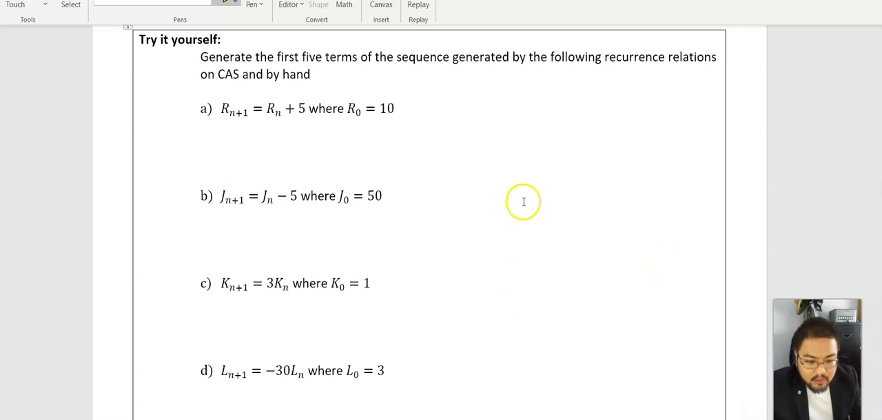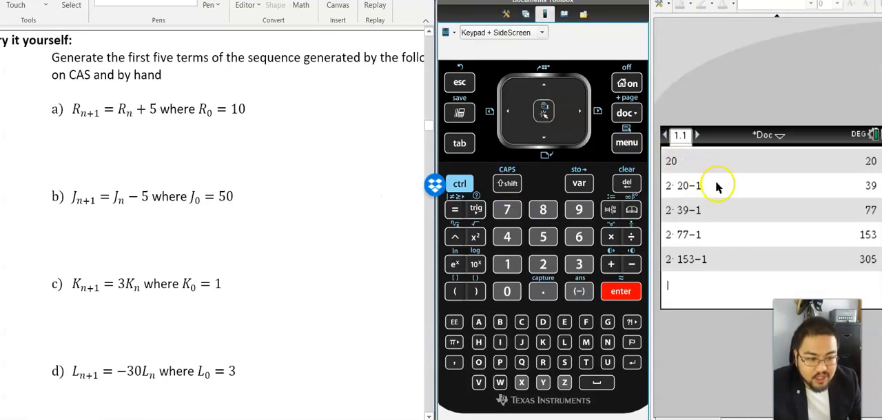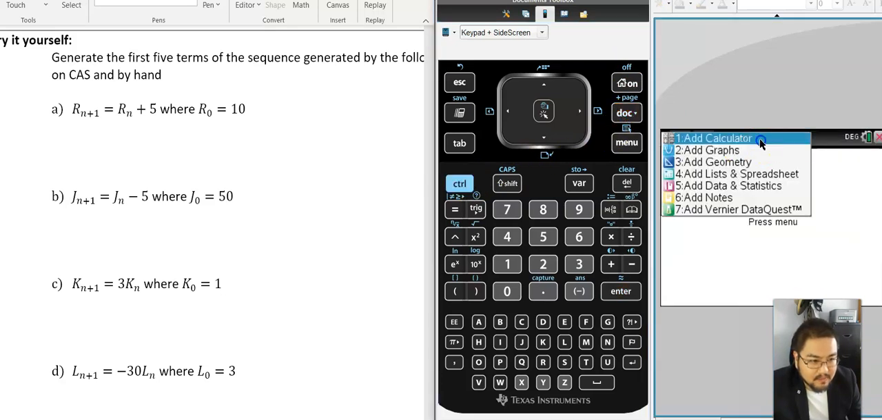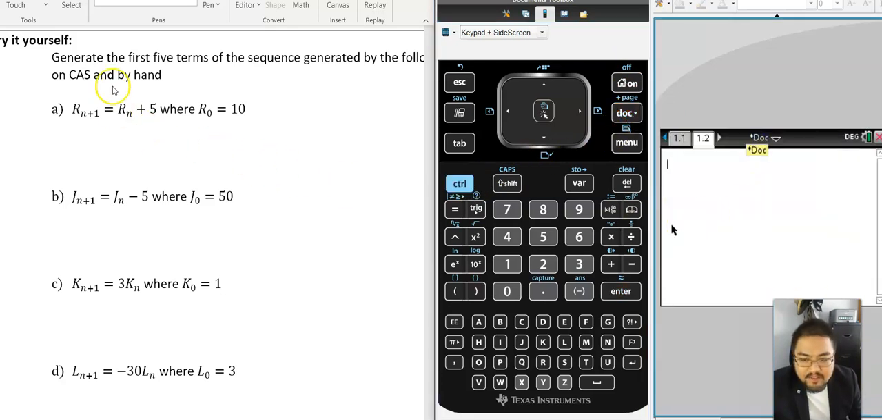Alright, so just to save time on this video, I want you to make sure that you understand how to do this by hand. So if you have forgotten how to do this by hand, go back to the previous example. But just to save time, I will do this on the CAS. So the first one here says Rn plus 1 is equal to Rn plus 5, where R0 is equal to 10. So the starting value is 10. And on the CAS, that's exactly what you should type in, the starting value, 10. And then you press enter.